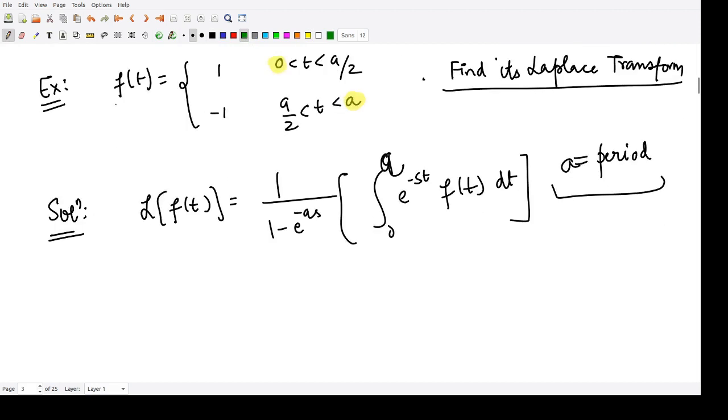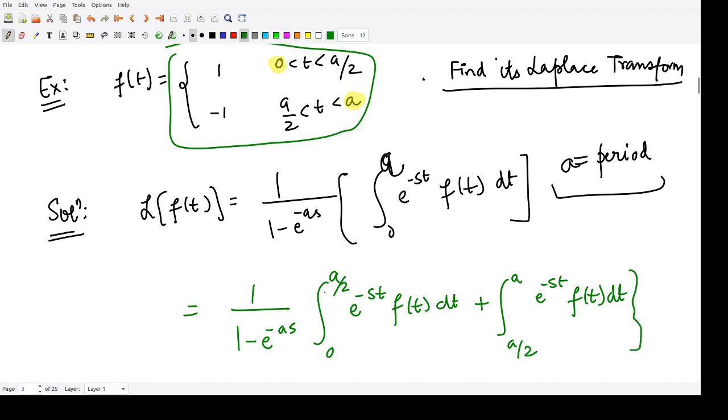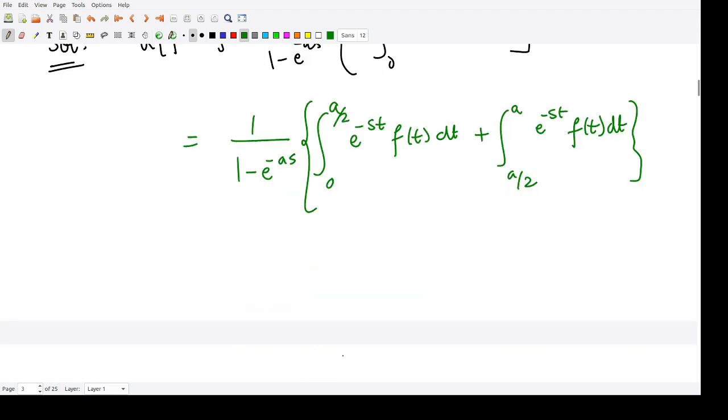We'll just apply this formula onto this function. So what would be the Laplace transform? It would be 1 upon 1 minus e to the power minus as, and then integration from 0 to a of e to the power minus st f(t). What is f(t)? f(t) is defined like this. So we have to break this limit: from 0 to a by 2 of e to the power minus st f(t) dt, and then from a by 2 to a of e to the power minus st f(t) dt. So this is the limit that we have.